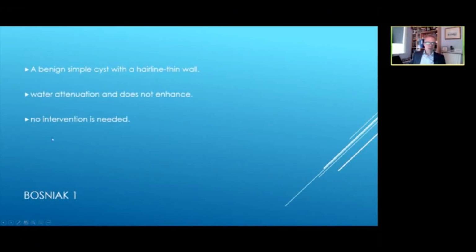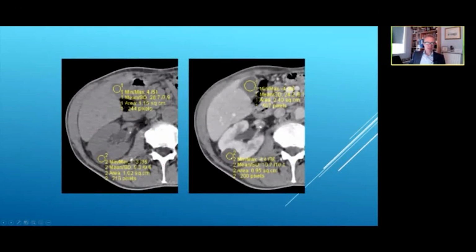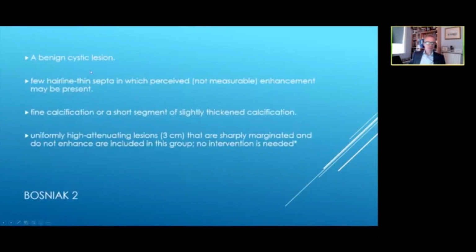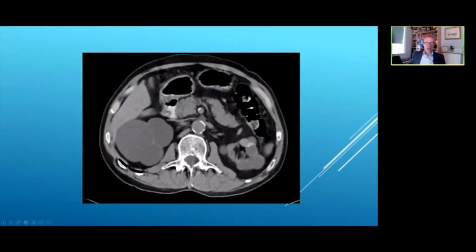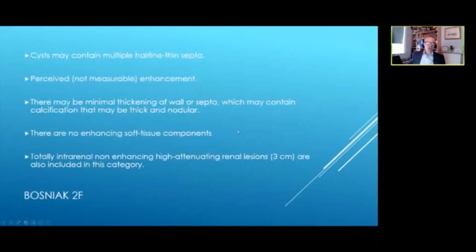So simple cysts, it's the classification I never use, Bosniak 1, I just call it a simple cyst. Thin walls, hairline thin wall, water attenuation, doesn't need anything doing about it. Simple cysts on CT here. Bosniak 2, again a benign cystic lesion. There can be perceived enhancement within a thin septum, not measurable. This is difficult because on modern CT, I would say virtually everything is measurable. You can have some calcification. Hyperdense cysts also come into Bosniak 2. Again, small hyperdense cyst here, Bosniak 2.